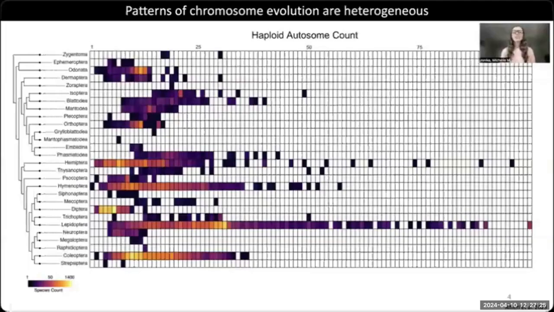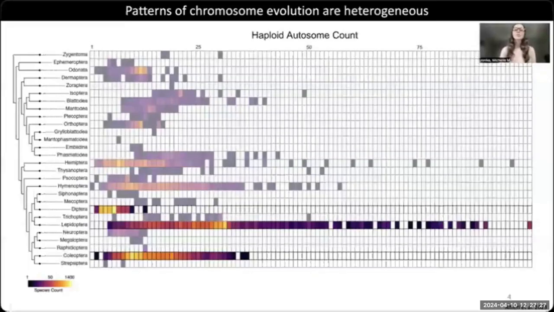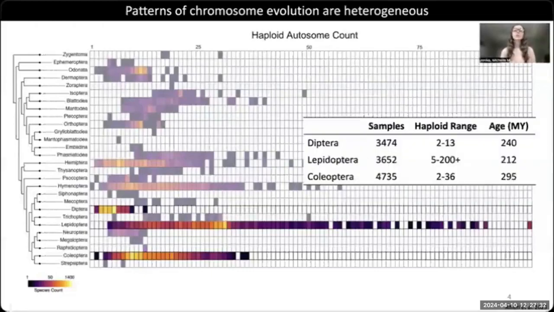And I'm going to have us focus on three very specific orders: Diptera, Lepidoptera, and Coleoptera. These are three orders that have a very similar number of samples for the clades and similar ages. However, Diptera and Coleoptera have a very tight range in chromosome number. We see from 2 to 13 in Diptera and from 2 to 36 in Coleoptera, while Lepidoptera has a very wide range in chromosome number, from 5 all the way to more than 200. And we observe this very striking heterogeneity in the range of chromosome numbers that are present among clades.